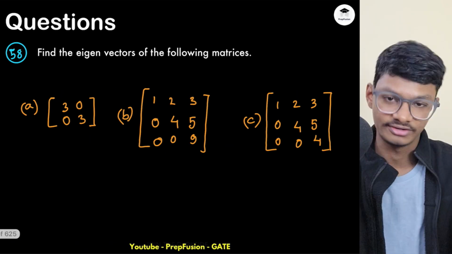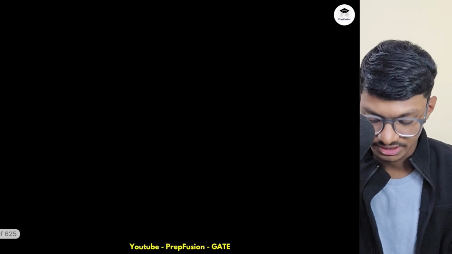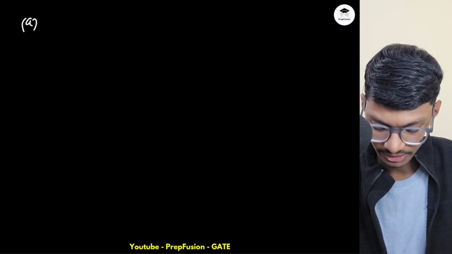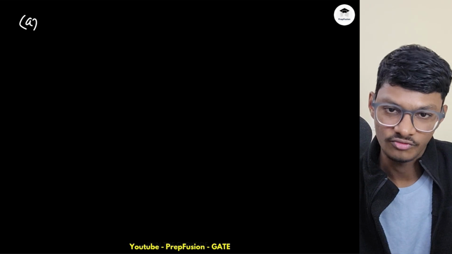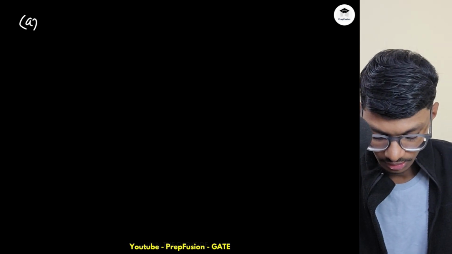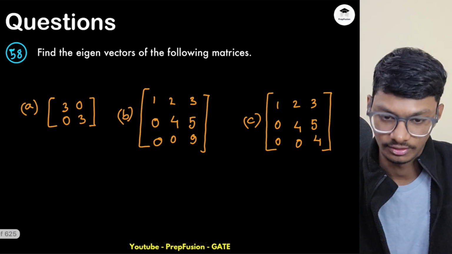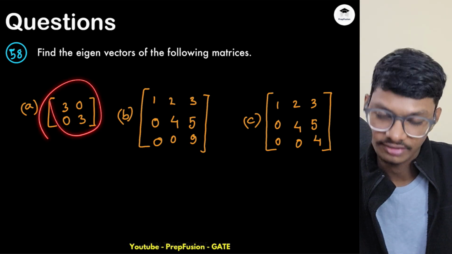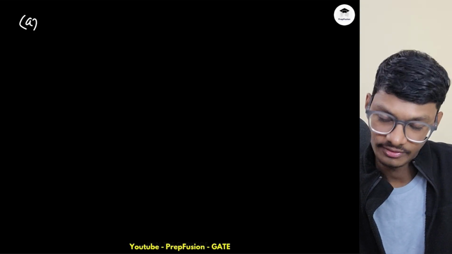We have to find the eigenvectors of the following matrices. The first one I will do a bit briefly, and from the next on I will go fast. Basically I first have to find the eigenvalues. So what are the eigenvalues? This is a diagonal matrix. The eigenvalues are 3, 3.